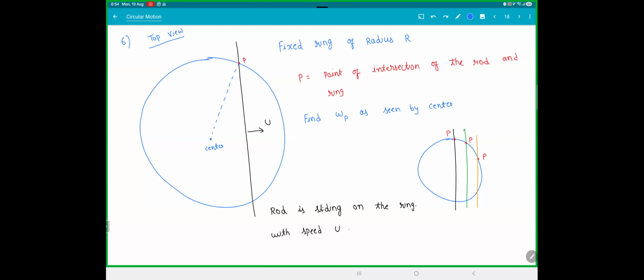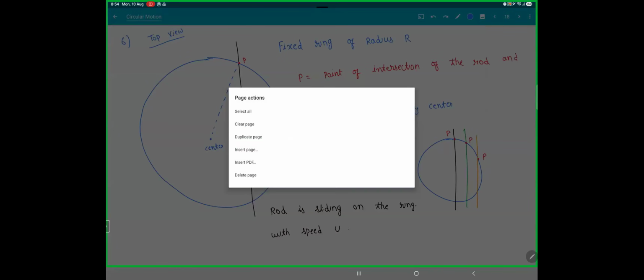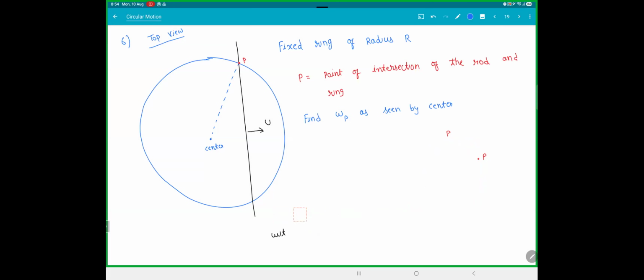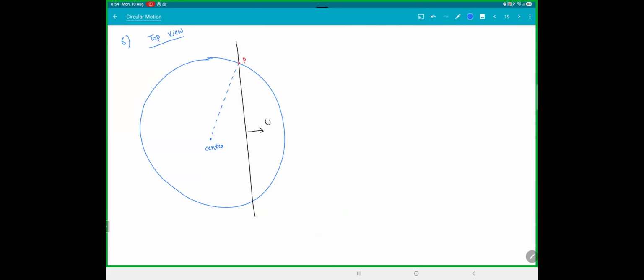Okay, let's see. Go back to the basics. You simply write it is rate of change of theta. So if this is point P, from here, if I take this to be theta, right, and this distance to be x, and this is your radius r. Then we know dx by dt is nothing but minus u. Why? X is decreasing.